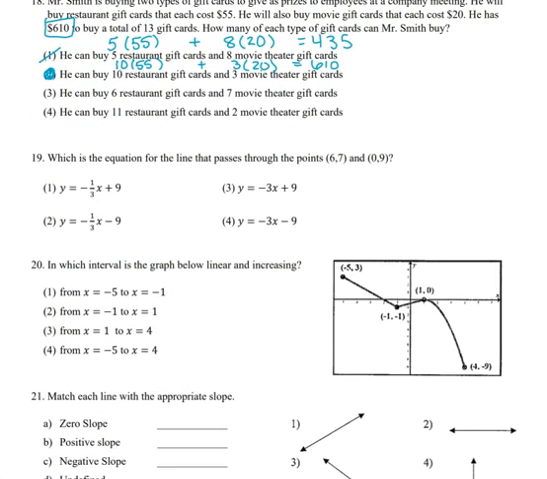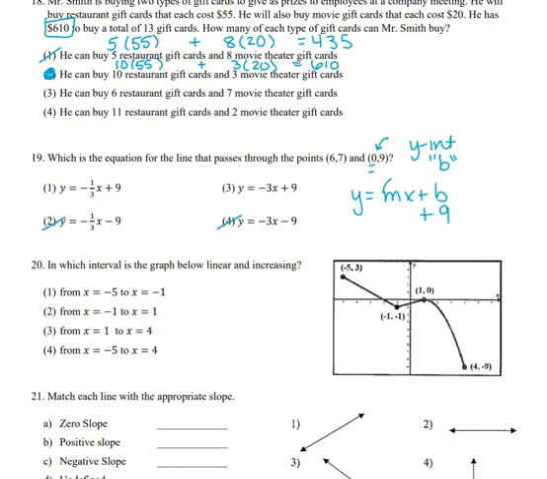For number 19, it says, which is the equation for the line that passes through the point 6, 7 and 0, 9? Now, when I see an x value at 0, I know that this is going to be my y-intercept. My y-intercept always occurs when x equals 0. So my y-intercept is really my b, and y equals mx plus b. So I know that it has to have a plus 9, which means it can't be choice 4 and it can't be choice 2.